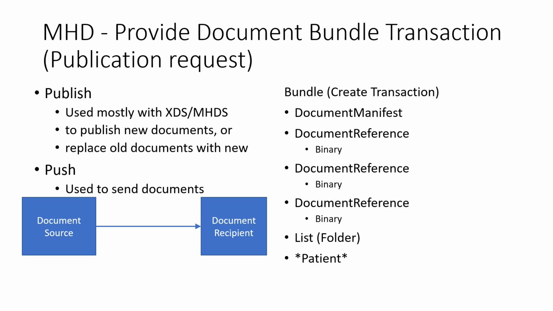But this transaction can also be used just simply to push a set of documents from one organization to another. So a RESTful push, HTTP POST. It doesn't need to have the overhead of things like email or, again, the SOAP and ebRegistry. So the Provide Document Bundle transaction is a FHIR bundle made up of a document manifest, which explains why this bundle exists, what the create request wants to do, and then a set of document reference resources and their binaries. The document is in a binary resource, and then there could be folders, known in FHIR as a list, and depending on your context, like in a push, there might be a patient resource.